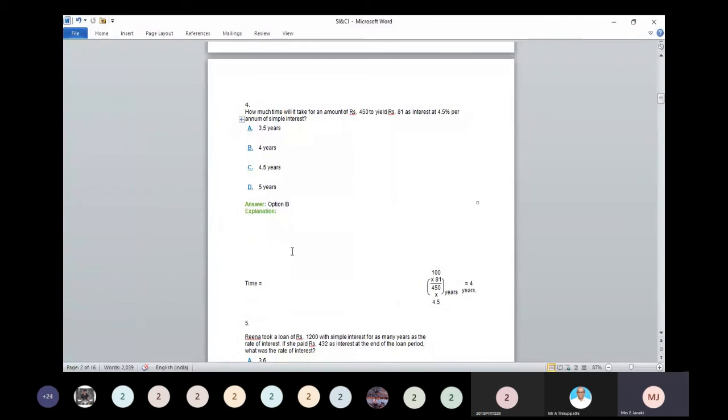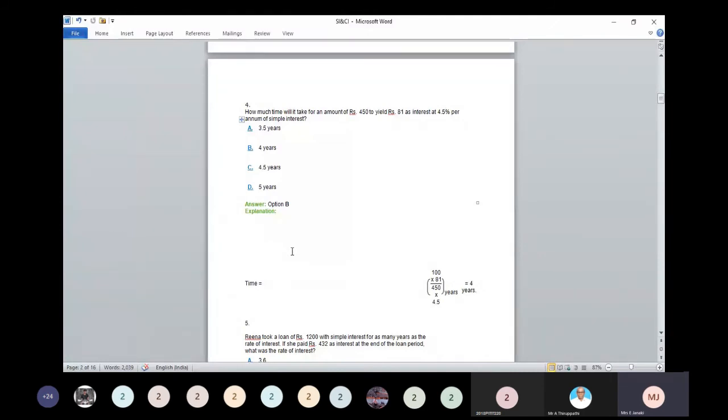So take simple interest is equal to 81. Rupees 81 means the simple interest value. And 4.5 means the R value. R value is taken as 4.5%, that is the rate of interest. So R is equal to 4.5. Find out the time, how much time it will take.